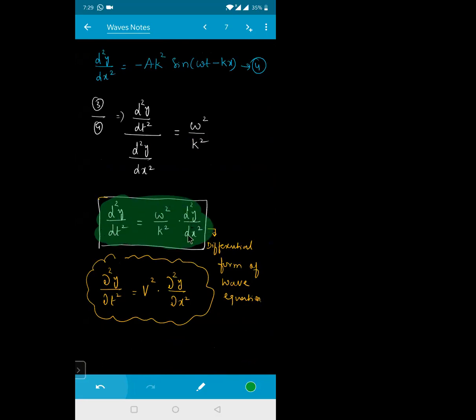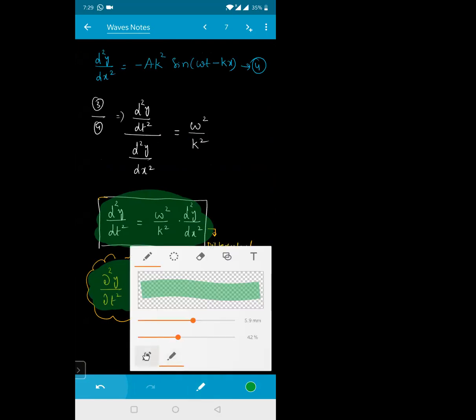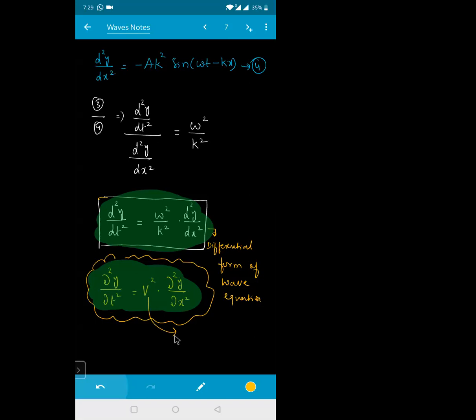d square y by dt square is equal to omega square by k square into d square y by dx square. Or in partial differentiation form, this is dou square y by dou t square equals v square into dou square y by dou x square. What is v here? Again, the wave velocity. Make sure of that. This is your wave velocity.